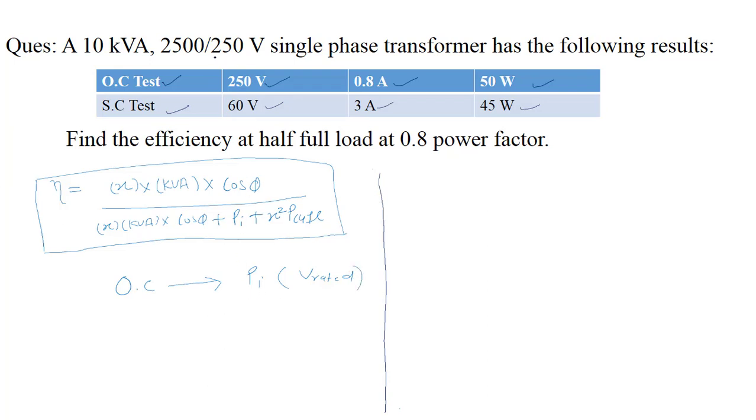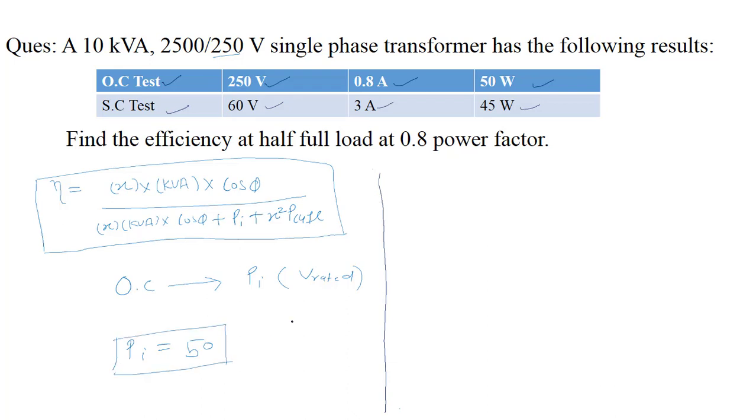So the low voltage side is 250 volt and the open circuit test has been performed at 250 volt. We have seen during our theory classes already that at rated voltage the open circuit test directly gives the P iron value, that is, P iron is nothing but 50 watt here. We can directly write 50 watt.